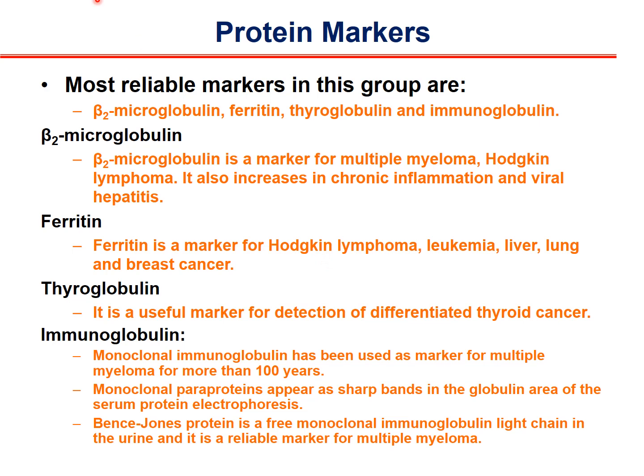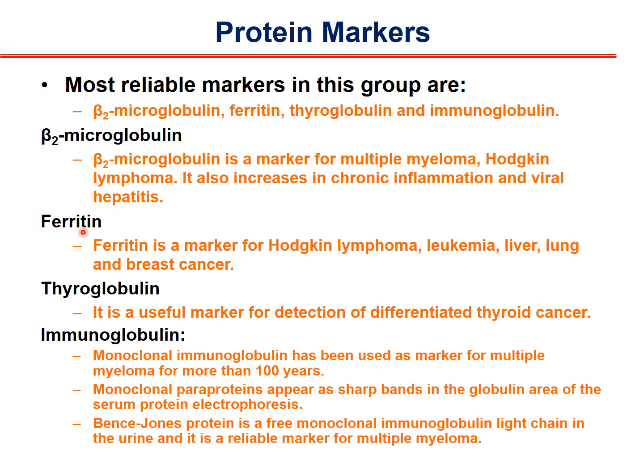Protein markers. The most reliable markers in these groups are beta-2 microglobulin, ferritin, thyroglobulin, and immunoglobulin. We were talking in the previous lecture, when we were talking about the proteins, about beta-2 microglobulin, which is used to evaluate the GFR and the tubular function. Beta-2 microglobulin is a marker for multiple myeloma and Hodgkin lymphomas. It also increases in chronic inflammation and viral hepatitis.